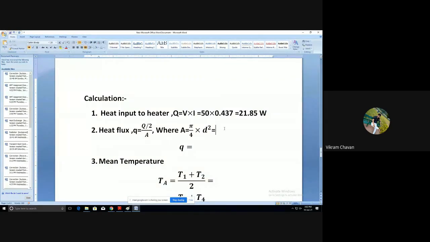Then calculate small q, which is equal to Q by 2 divided by area. Capital Q is 21.85, so divide by 2 and then divide by the area. That will give you the small q. The area is equal to 0.05725, right? Okay, great. Then tell me the small q value: Q by 2 divided by area.